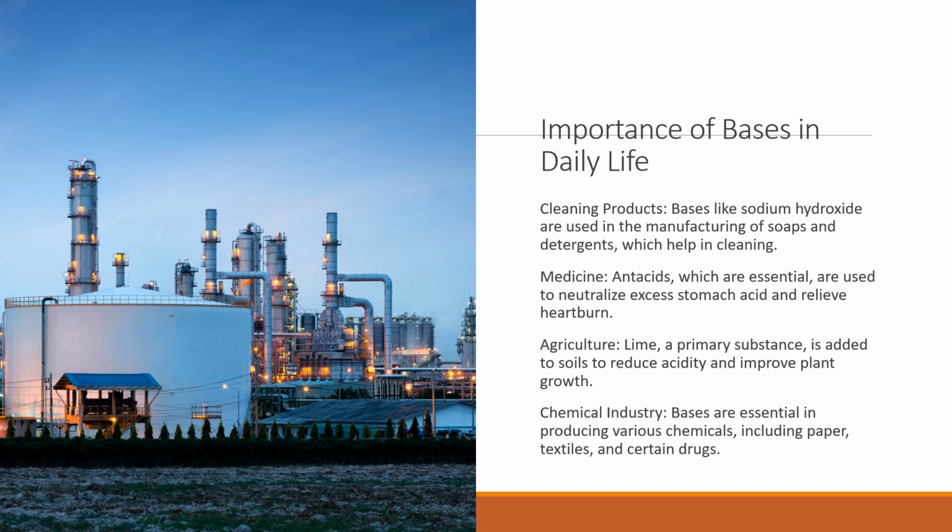Coming to the field of agriculture, lime, a primary substance, is added to soil to reduce acidity and improve plant growth. So, if the soil is too acidic, some plants will not be able to grow properly in that. So, generally, farmers prefer lime to neutralize the acidity levels in the soil. When we come to the chemical industry, bases are essential in producing various chemicals including paper, textiles, and certain drugs.